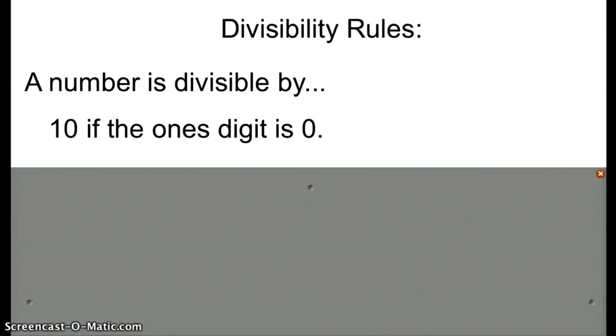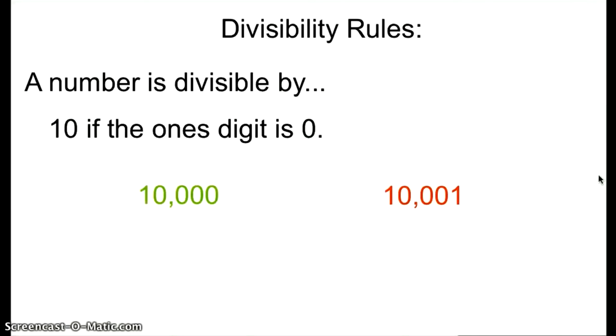Last rule, a number is divisible by 10 if the ones digit is 0. So in this example, our ones digit is in fact a 0. So this 10,000 is divisible by 10. And if we have 10,001, this is not a 0 in the ones digit. So 10,001 is not divisible by 10.